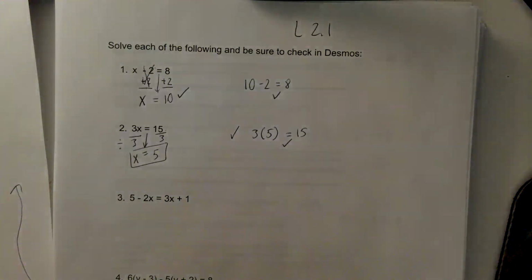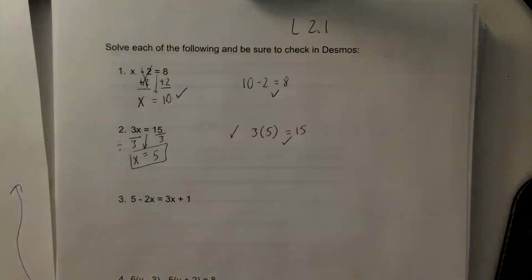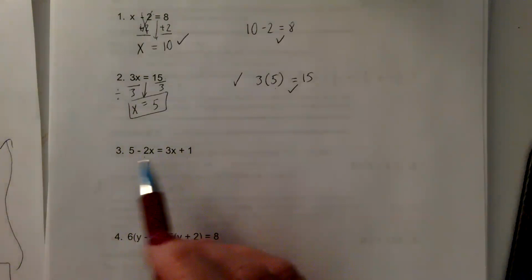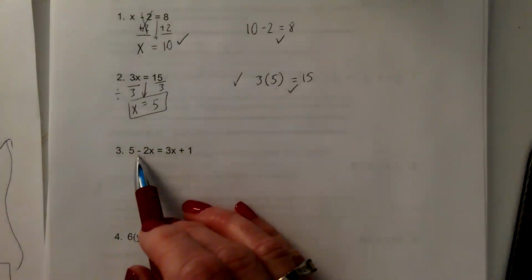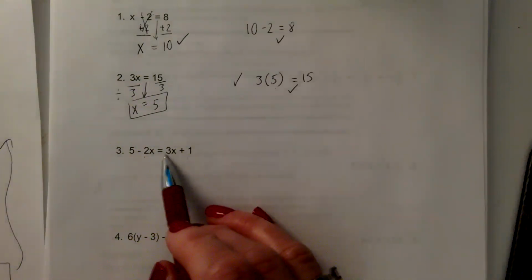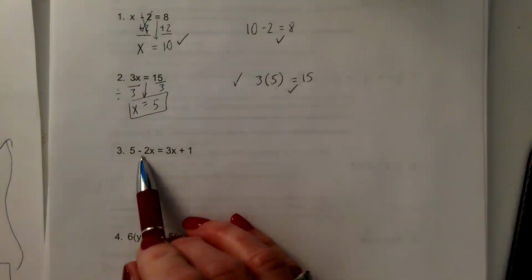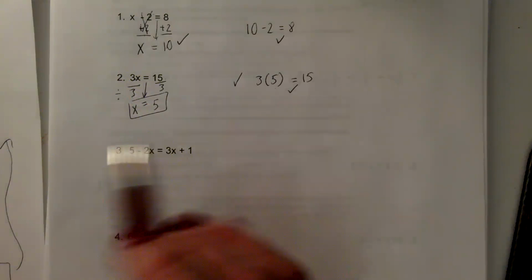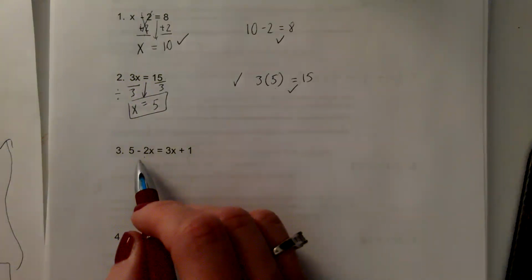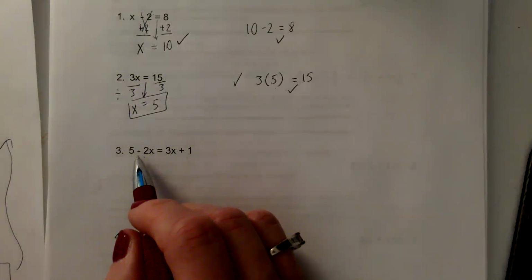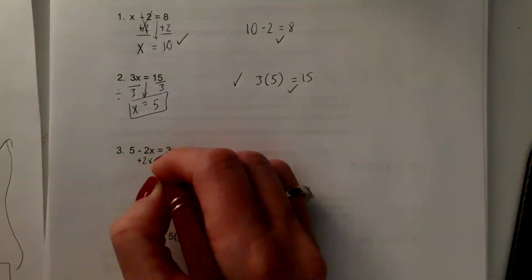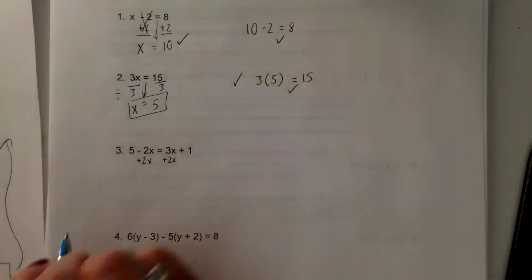Okay, let's look at the next one. Again, we don't have any parentheses. However, we do need to get our x's to the same side. Now, I have subtracting 2x on the left and a positive 3x on the right. So I'm going to choose to move my 2x over to the right. To do that, I have to use the opposite action. It's subtracting 2x, so I'm going to add 2x. And I'm going to add 2x.